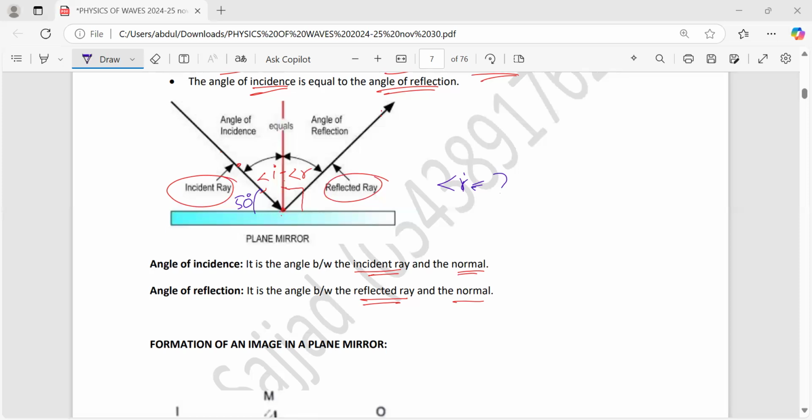Ahmed Abdu, the question is, here I have shown this angle is 50 degree. Can you see the angle 50 degree? This angle is 50 degree. I want what is the angle of reflection. Muhammad, Awad, quickly.